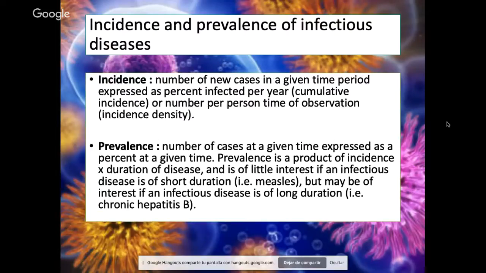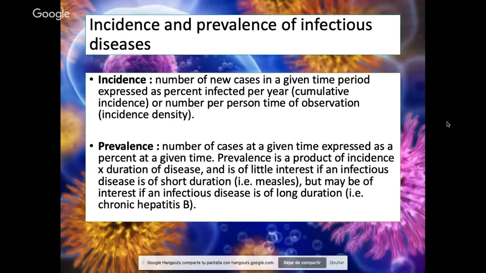Now we're talking about various incidence and prevalence of infectious diseases. First, incidence is the number of new cases in a given time period, expressed as percent infected per year, or the number per person-time of observation. Prevalence is the number of cases at a given time, expressed as a percent.